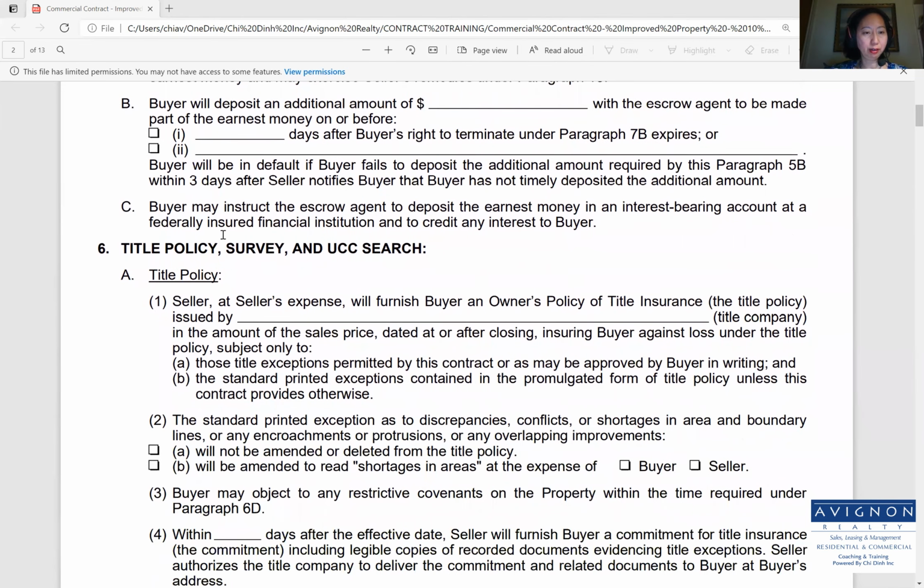And then C, buyer may instruct the escrow agent to deposit the earnest money in an interest-bearing account at a federally insured financial institution and to credit any interest to buyer.